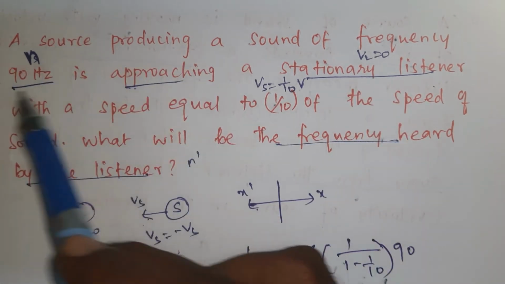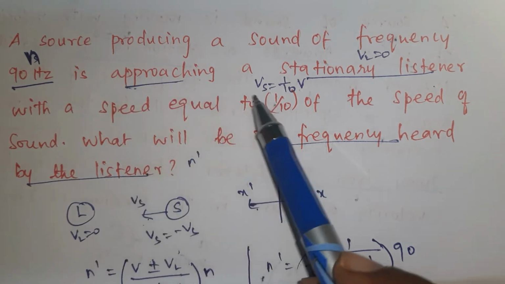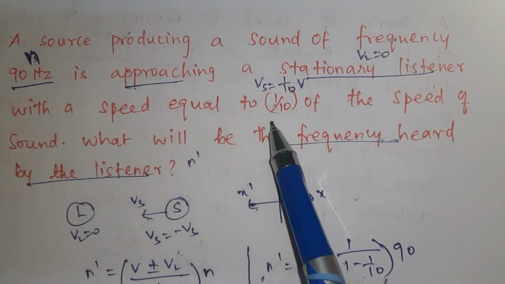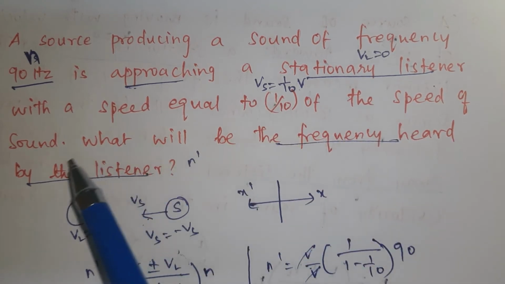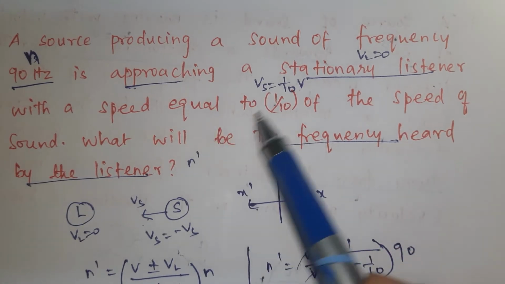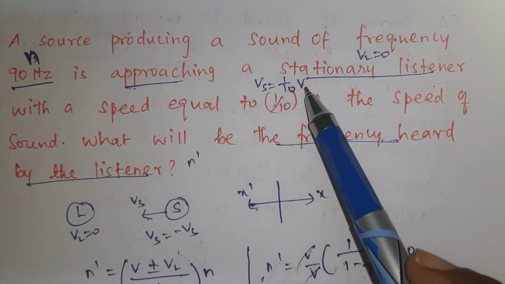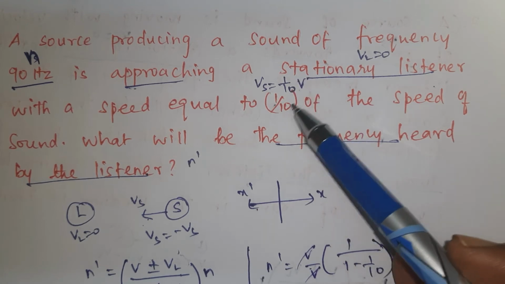Question: a source producing a sound of frequency 90 Hz is approaching a stationary listener, so VL is 0, with a speed equal to 1 by 10th of the speed of sound. What will be the frequency heard by the listener? So the speed of the source Vs is equal to 1 by 10 V, where V represents the speed of sound.